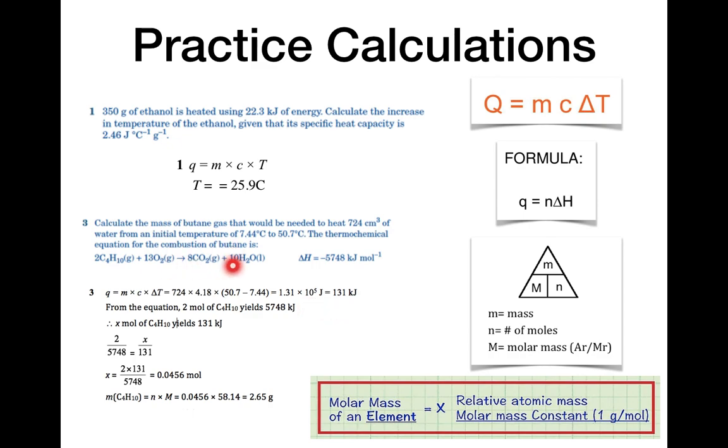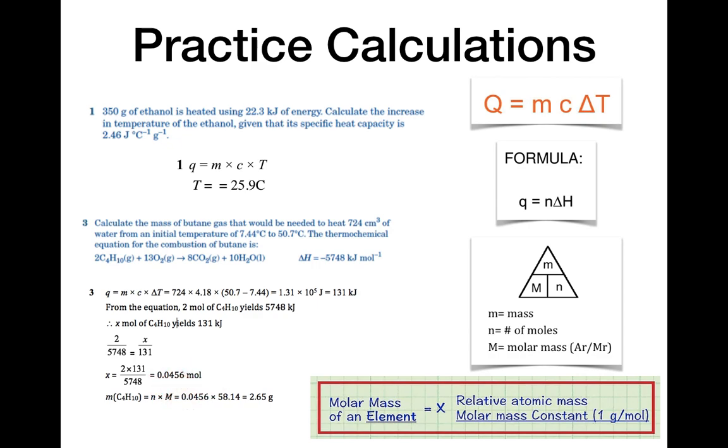Then from this balanced equation, I can tell that there's 2 moles of butane, C4H10 has a 2 here. That means I have 2 moles for this equation, and that's going to give me this number of kilojoules total. So 2 moles gives me this many kilojoules of energy. So what I can do is take 2 over that energy, because I have 2 in my equation, equals an unknown over 131. Because 131 is the kilojoules produced in the first part of my equation, the specific heat capacity equation. So I can solve for x, so 0.0456 moles.